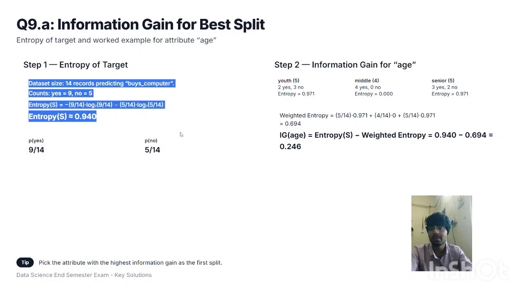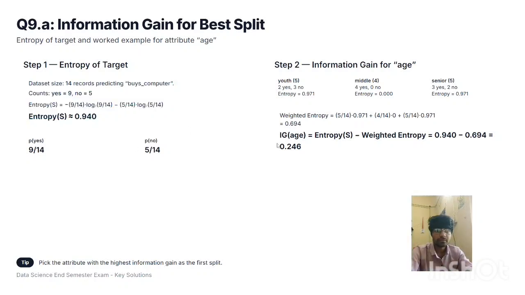So step number 2, calculate information gain for each attribute. Let's use age as an example. Age has three values: youth, middle, and senior. For youth, 5 records, 2 yes, 3 no, entropy equals 0.971. For middle, we have 4 records, all 4 yes and 0 no, so entropy equals 0.000, a perfect purity. For senior, we have 5 records, in which 3 are yes and 2 no, so the entropy is 0.971.